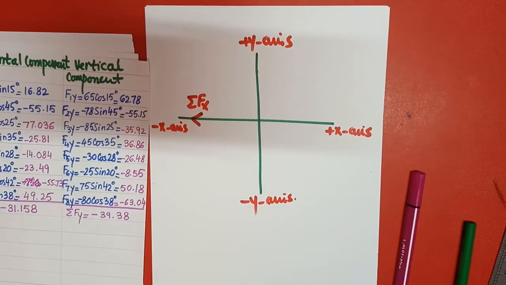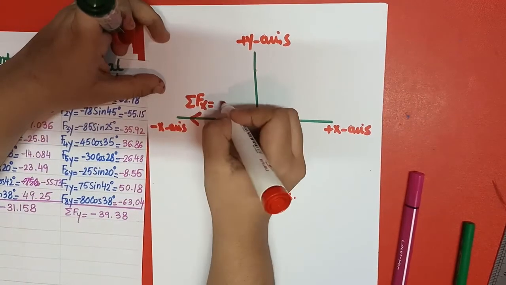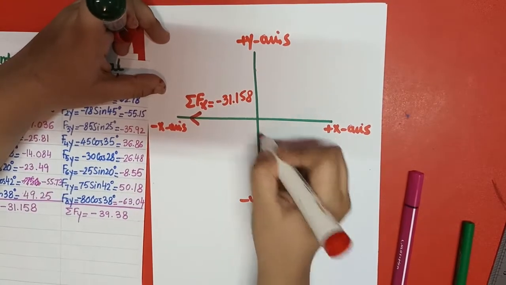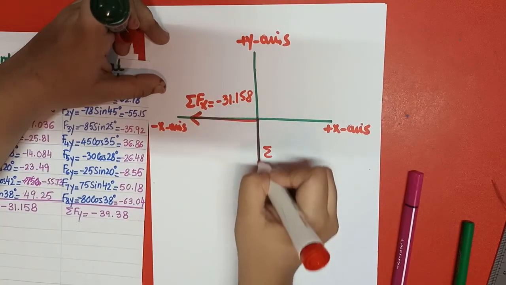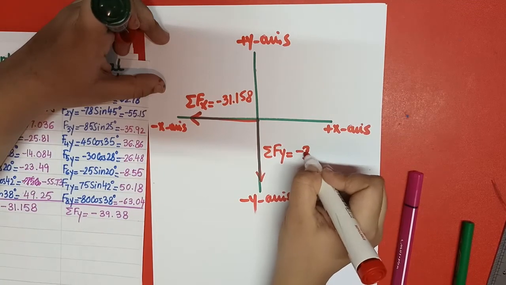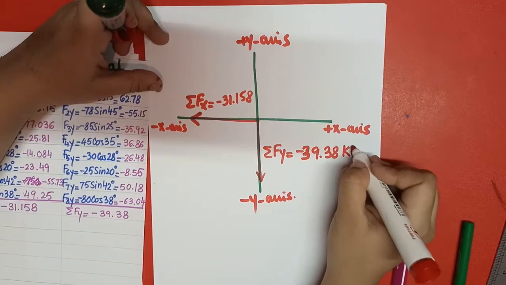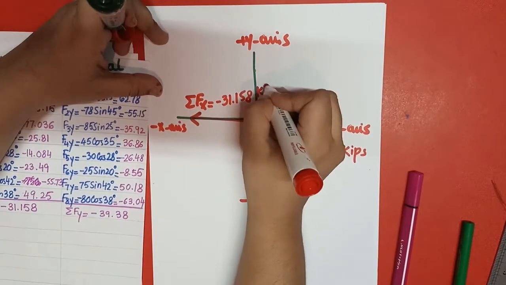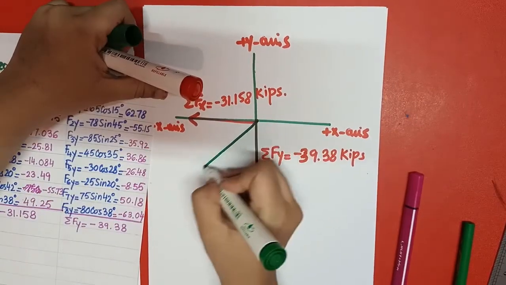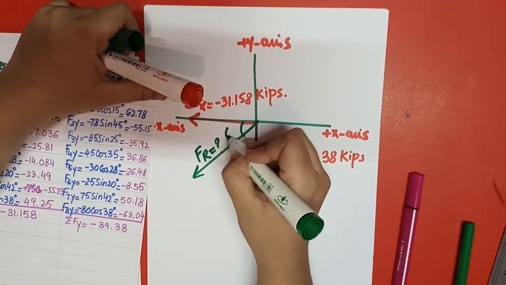So what you have to do next is what? The summation of fx is negative, so I can write minus 31.158. This should be the summation of fy, and this is minus 39.38, and all the forces are in kips, so this should be in kips. So what I have to do next is find out the resultant. This should be theta.